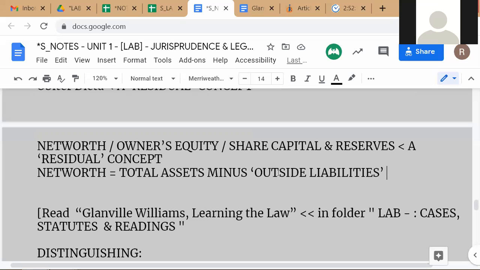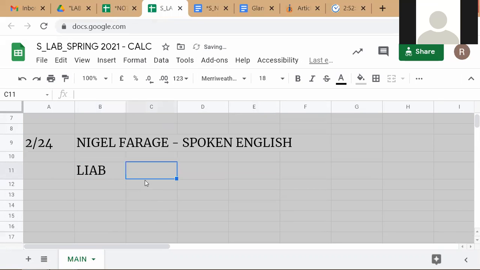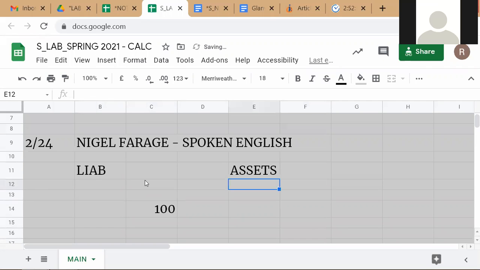Usually, when we are discussing this, we write the liabilities on this side and we write the assets on this side. You can write it on whatever side you want; I learned it this way, so I write it like this. So if we assume that you have a debt of $100 and total assets of, let's say, $700, then your outside liabilities are $100.